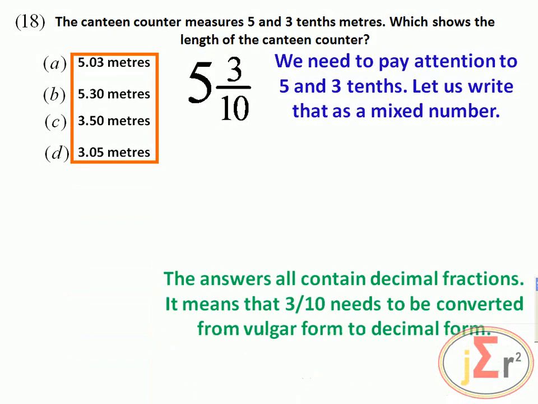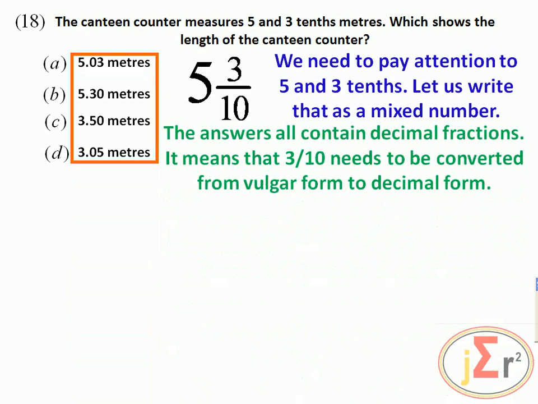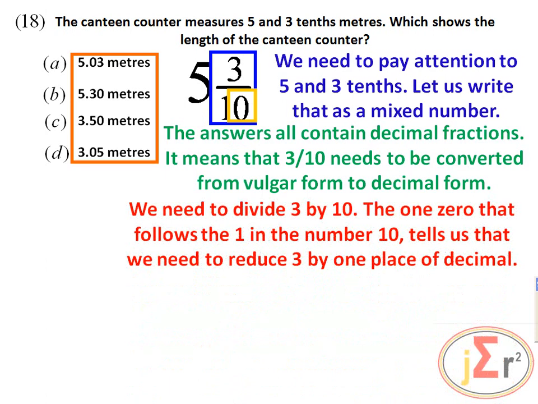What do we notice there? The answers all contain decimal fractions. It means that 3/10 needs to be converted from vulgar form to decimal form. So we will first attempt to convert the 3/10 from vulgar form into decimal form. How do we do that? We are going to be using a short method.